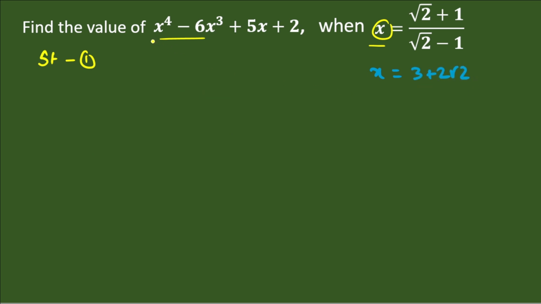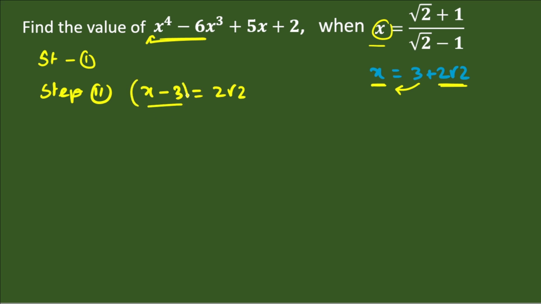Now step 2: we will have to find the value of this term, x raised to the power 4. We have calculated the x value. So for the second step, we will take 3 to the left hand side so that we can simplify the right hand side value. So we'll write x minus 3. We have taken 3 to the left hand side, and in the right hand side we have 2 square root 2. Now we'll square both sides, left hand side as well as right hand side.